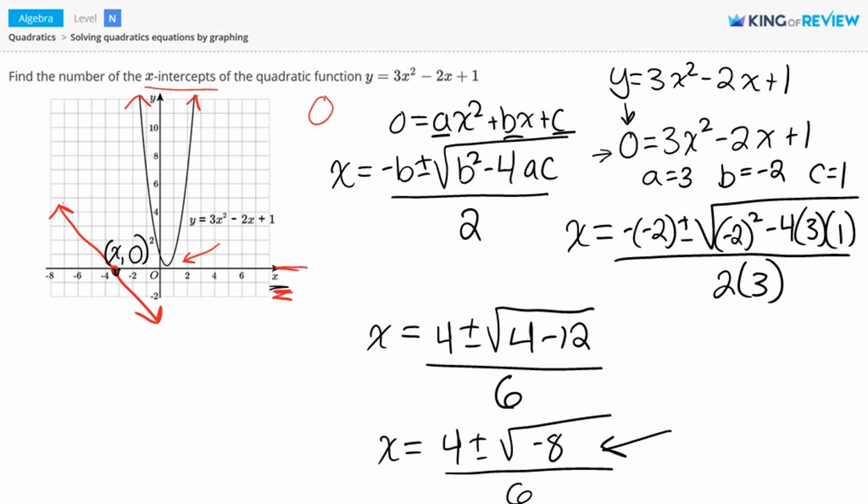So what do you notice about this number here? We have a negative number under a square root sign. This is not a real number. Therefore, it does not exist. So the x-intercept for this equation does not exist, meaning it does not have one. And that's what we found here from the graph. It never touches the x-axis. So our answer is 0.